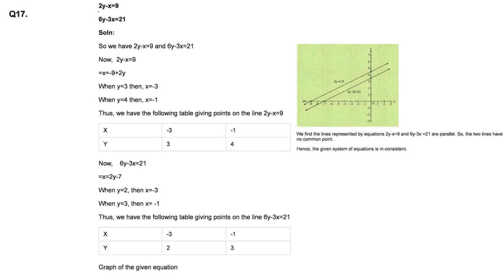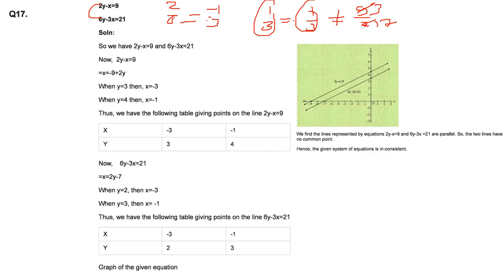2y minus x equal to 9, 6y minus 3x equal to 21. Here we see that again a1 by a2, that is 2 by 6, is equal to minus 1 by 3. No, sorry, minus 1 by minus 3. That is 1 by 3 equal to 1 by 3, but it is not equal to 9 by 21. What is 9 by 21? This is 3 3s are 9, 3 7s are 21. So when these two are equal, that means these are two parallel lines.